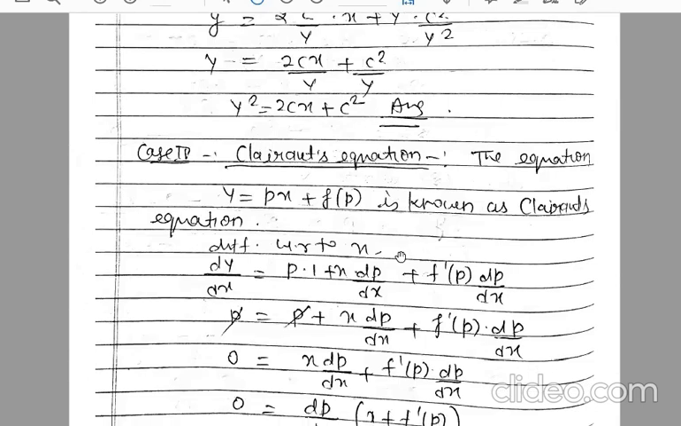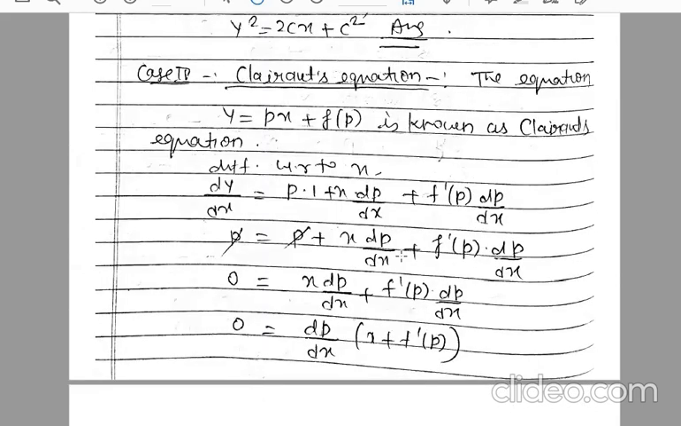Now there is a simple case, Clairaut's equation, case 4. This is very much simple. So what is Clairaut's equation? The equation y is equal to px plus f(p), where f is a function of p only, is known as Clairaut's equation. So if we differentiate this equation, dy upon dx is equal to, u into v will be applicable, p plus x dp upon dx plus f dash p dp upon dx, and dy upon dx we will write p here.